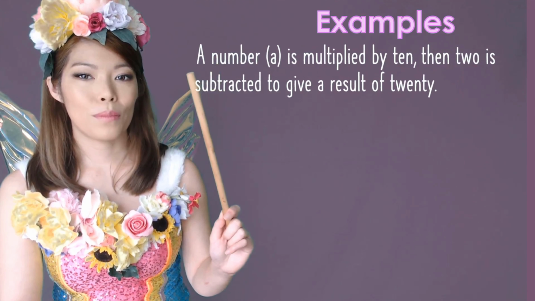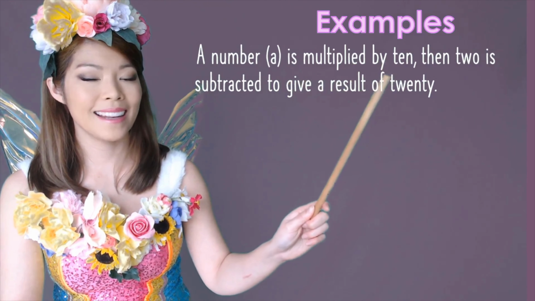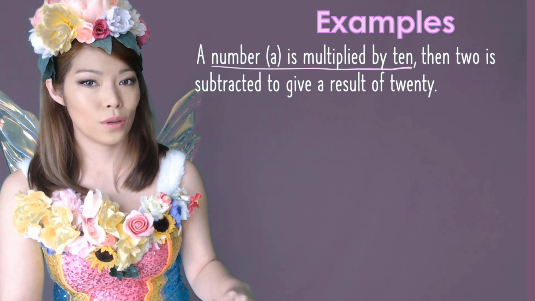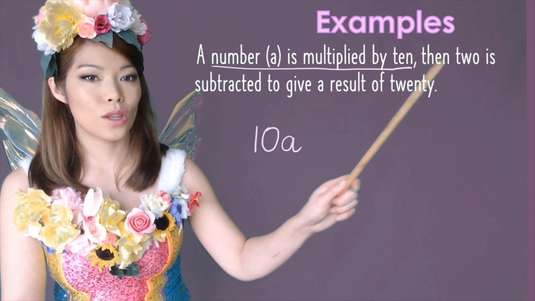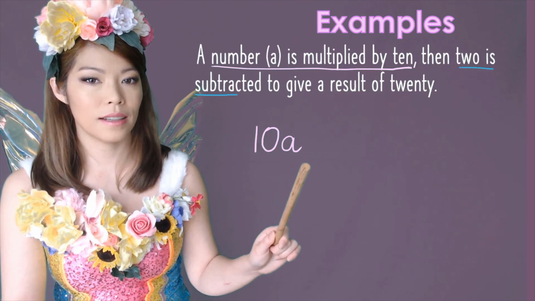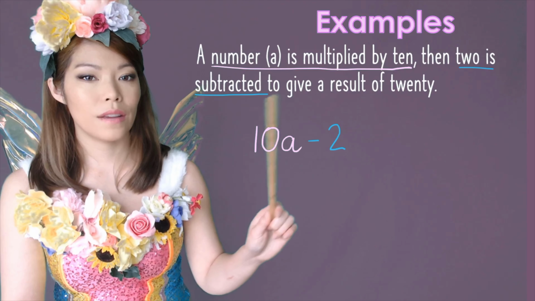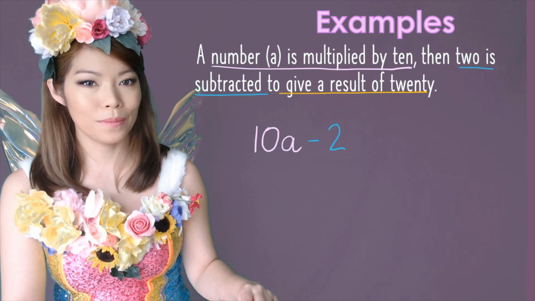The second example, a number a is multiplied by 10. Now instead of using x, we have to use a. Multiplied by 10 means 10a. Then 2 is subtracted, so minus 2. To give a result, again that means equal, of 20.